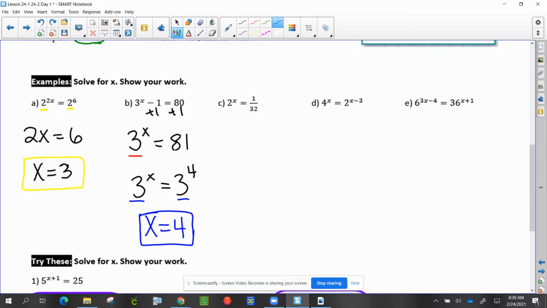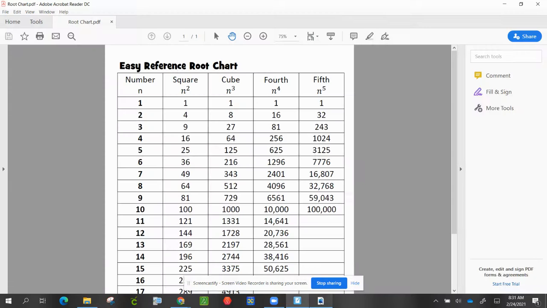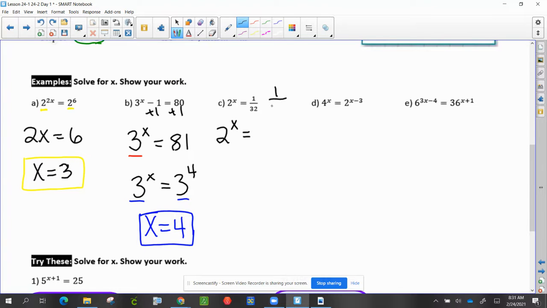Okay, let's do another one. Let's look at C. We have 2 to the x power is equal to 1 over 32. Now we're going to talk about how to rewrite this, but we're going to keep this 2 to the x power. I need to rewrite this fraction as base 2. So this has to be 2 to some power. So let's see. If we have 1 over 32, let's go back to our root chart. We're base 2, so I'm looking in this row. Oh, well, there's 32. So 32 is 2 to the 5th power. So we're going to rewrite this fraction, it'd be 1 over 2 to the 5th power.